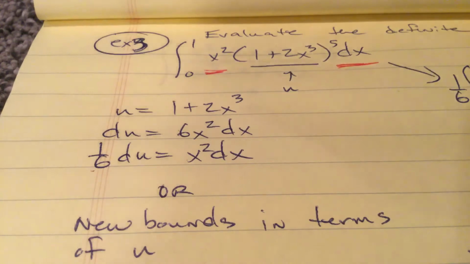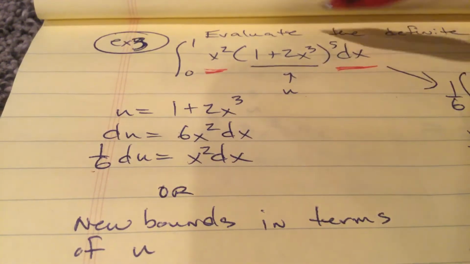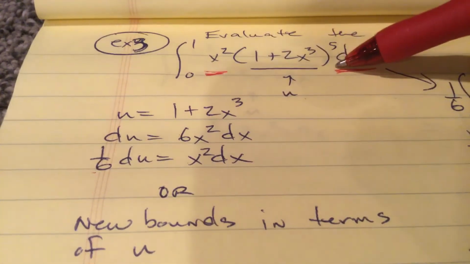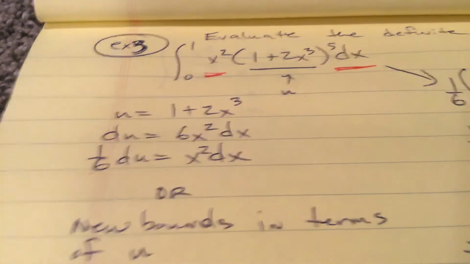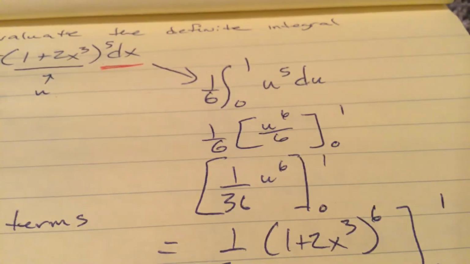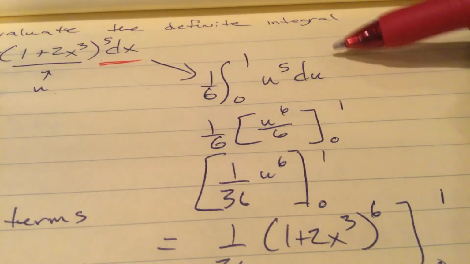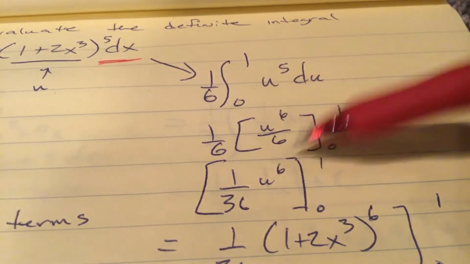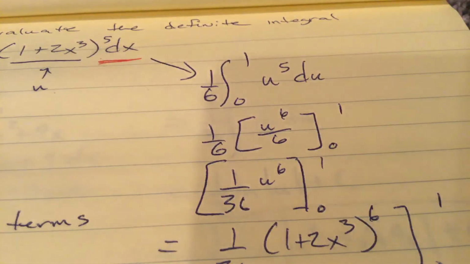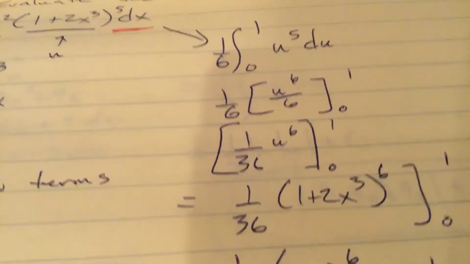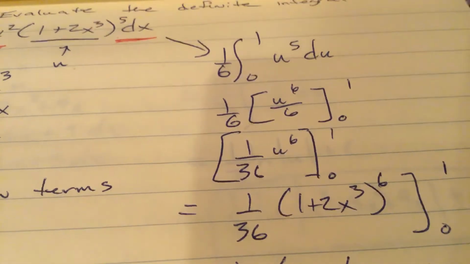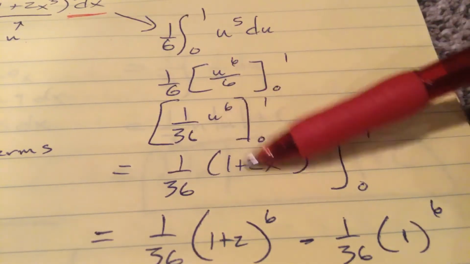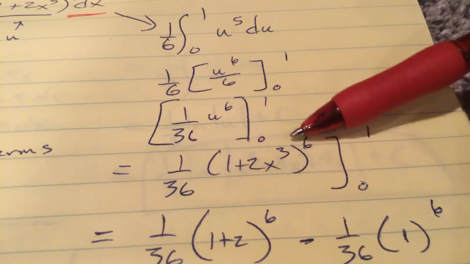So that is u, it's being raised to the 5th, and this is 1/6 du. Now, I didn't change any of the bounds. I kept 0 and 1 in terms of that function that involves x. The antiderivative is 1 power up divided by the new power, 1/36 u to the 6th, with bounds 0 to 1, but that's in terms of x. So what is u? U is 1 plus 2x to the 3rd.